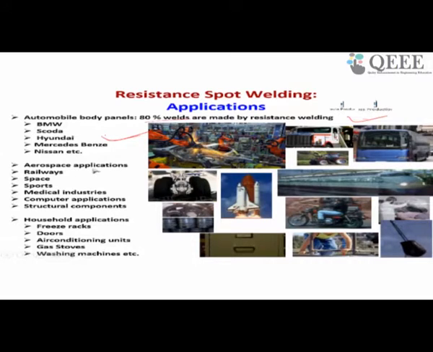We also use a lot of welding in other applications, like aerospace, railway, space, sports, medical industries, computer applications and structural components. Many places use electrical spot welding. In household applications we also use electrical resistance spot welding, such as in fridge racks, doors, air conditioning units, gas stoves and washing machines, because it is a very fast and very quick process.